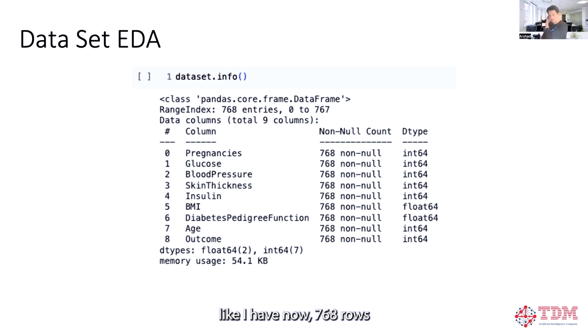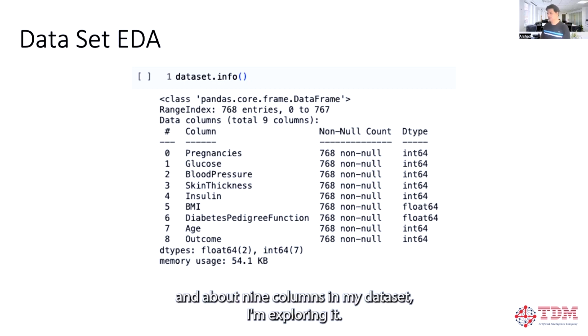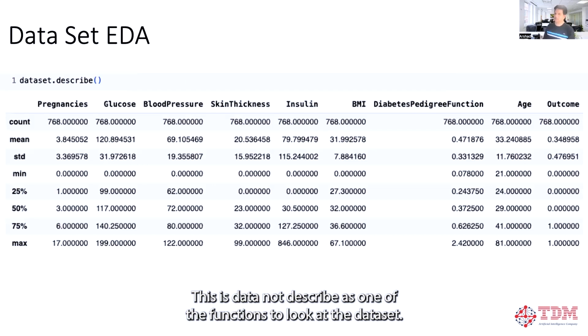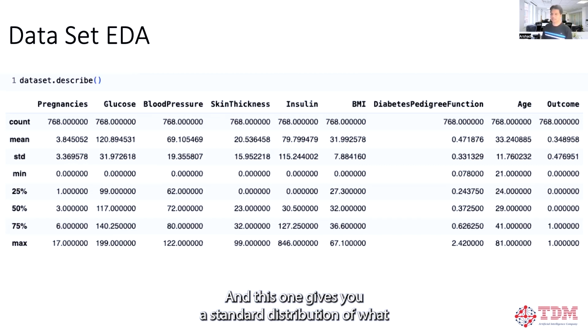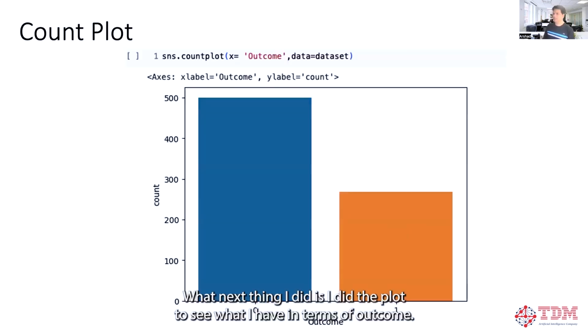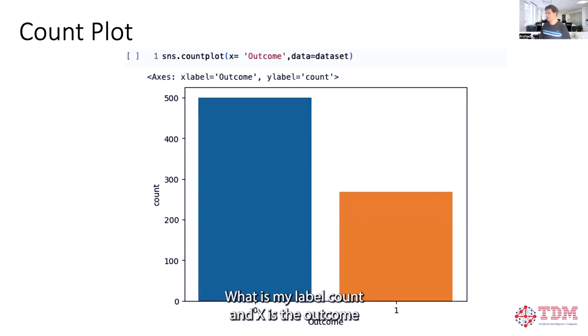I now have 768 rows and about 9 columns in my data set. I'm exploring it. data.describe is one of the functions to look at the data set, and it gives you a statistical distribution of what the data looks like in terms of mean, median, and distribution. So it gives a good picture of what the data looks like. The next thing I did was a count plot to see what I have in terms of outcome. Y is my label count and X is the outcome. So that's what I'm looking at here.